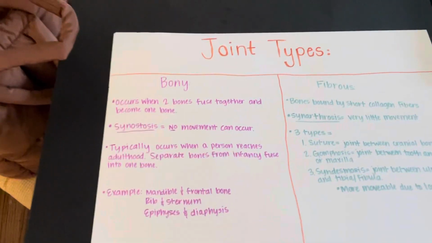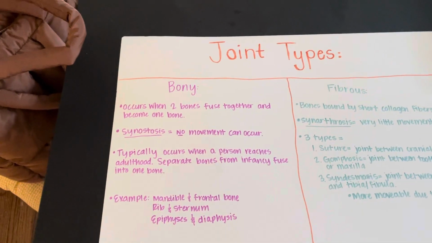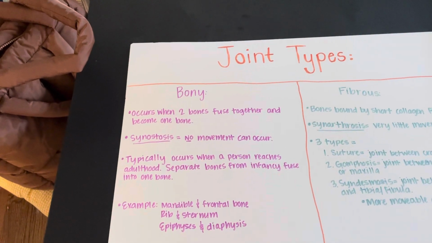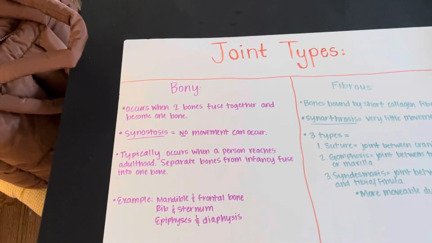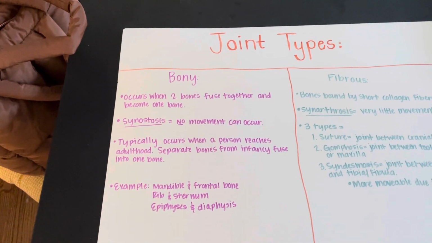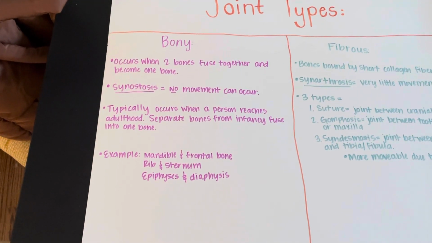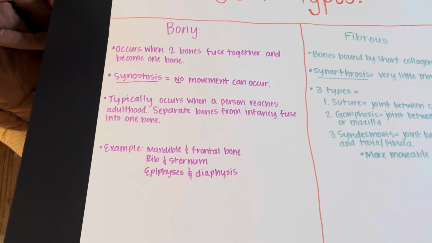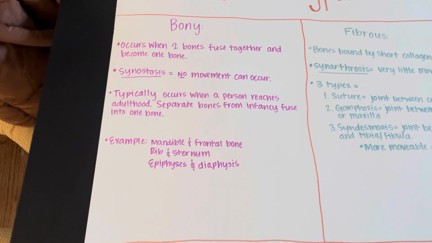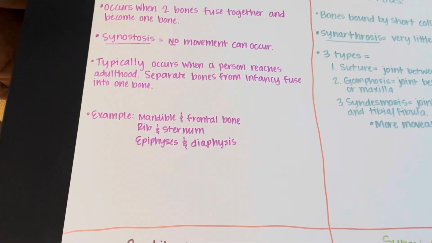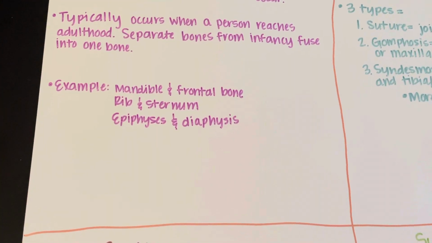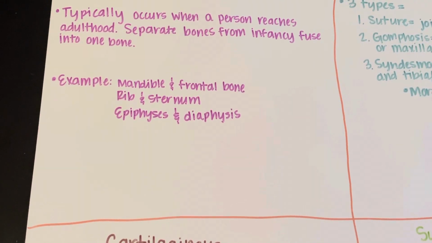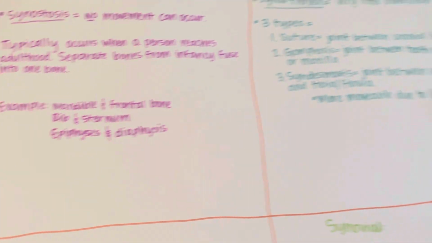The first one is bony joint, and that occurs when 2 bones fuse together and become 1 bone. The articulation is synostosis, which means there's no movement that can occur. Typically this occurs when a person reaches adulthood. Separate bones from infancy fuse together into 1 bone. Examples are the mandible and frontal bone, the rib and sternum, and the epiphysis and the diaphysis.